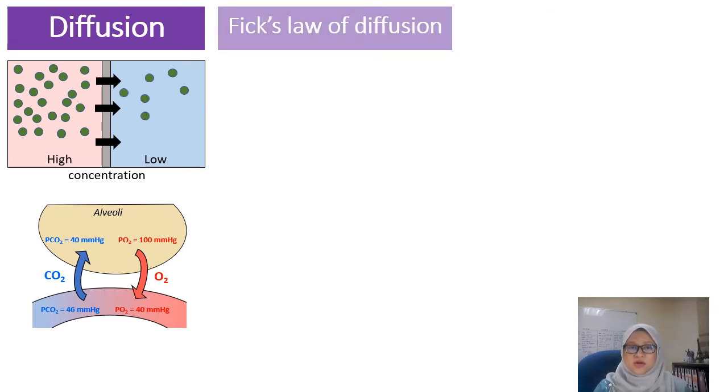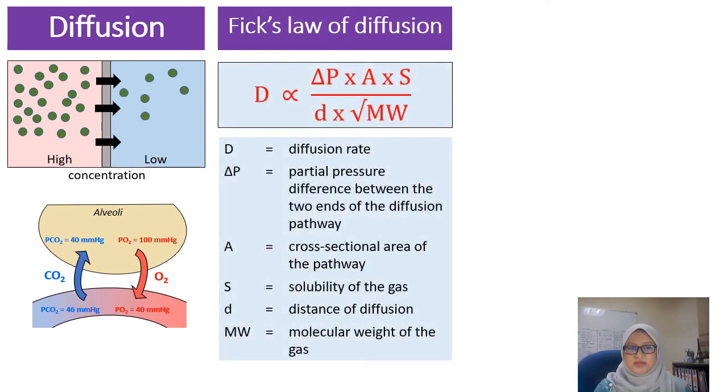So according to Fick's law, diffusion rate, D, is proportional to the partial pressure difference. This partial pressure difference refers to the partial pressure in the alveolus and the partial pressure in the capillary. The higher the difference, the more the diffusion rate will increase. Diffusion rate is also proportional to the cross-sectional area or surface area of the respiratory membrane. The larger the surface area, the higher the diffusion rate.